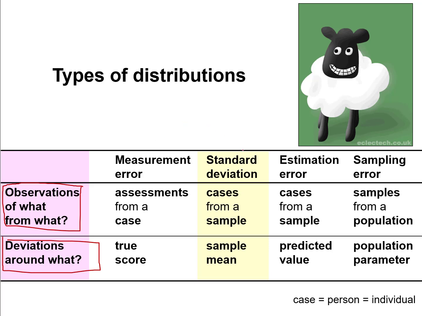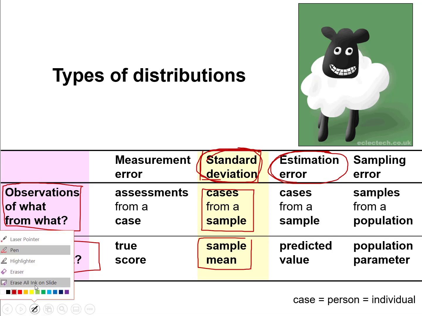And so far we've looked at a standard deviation, and we've looked at distributions of estimation error, and we saw how the standard deviation of a distribution of estimation error is called the standard error of estimate. So we've looked at a standard deviation and a standard error of estimate. And for a standard deviation, the answer to that first question, observations of what from what, is observations of cases from a sample. And the answer to the second question, deviations around what, is that we're looking at how far cases deviate around a sample mean.